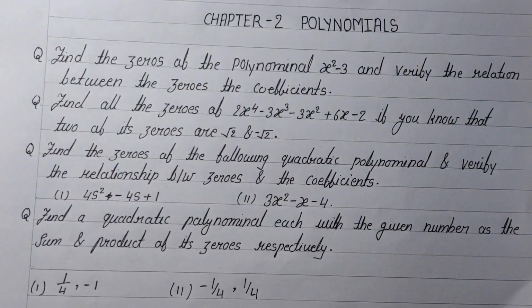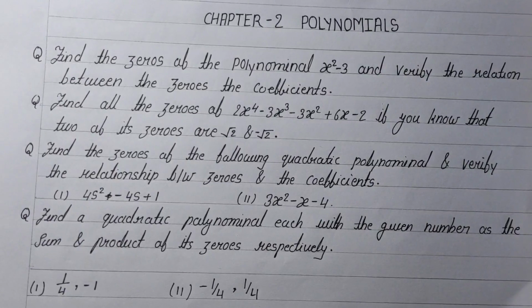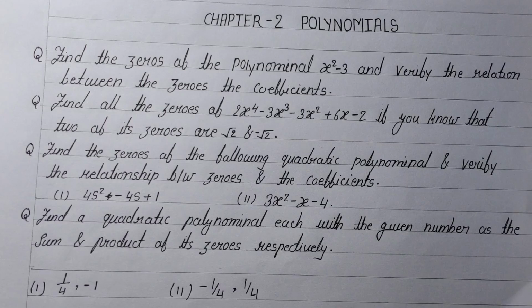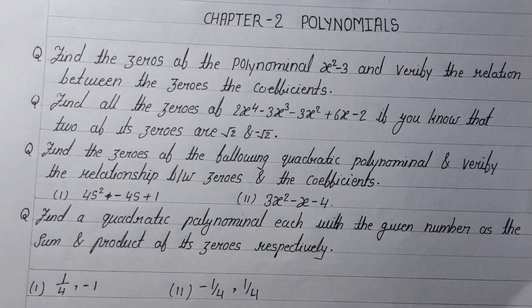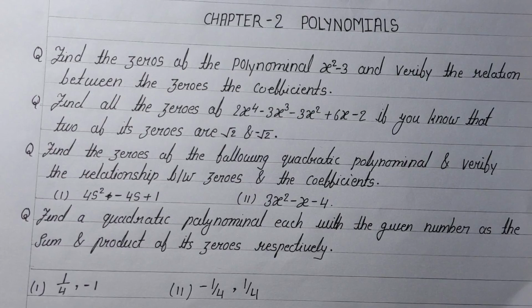Next, chapter 2: find the zeros of the polynomial x square minus 3 and verify the relation between the zeros and the coefficients. Next, find all the zeros of 2x^4 minus 3x^3 minus 3x^2 plus 6x minus 2, if you know that two of its zeros are root 2 and minus root 2.